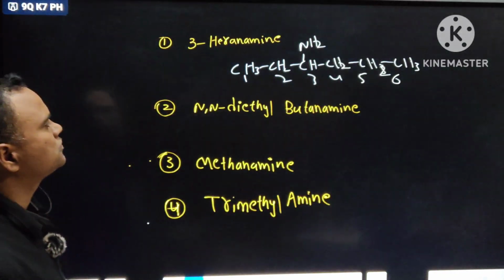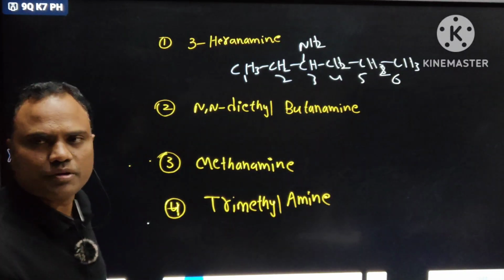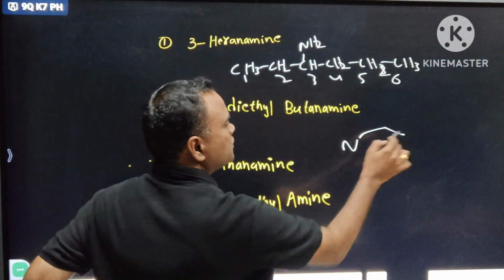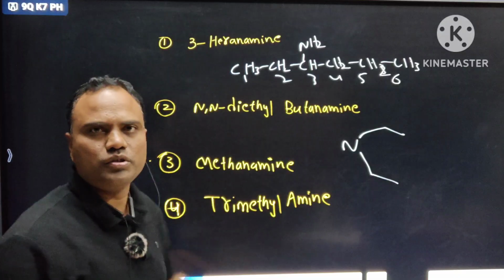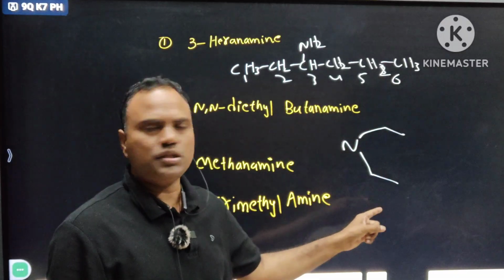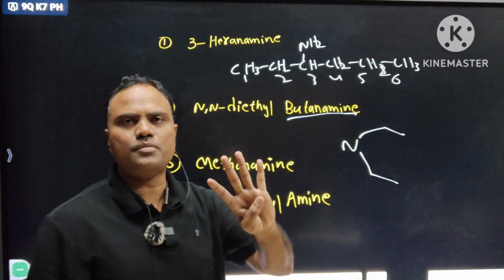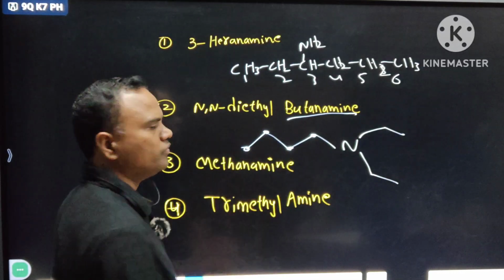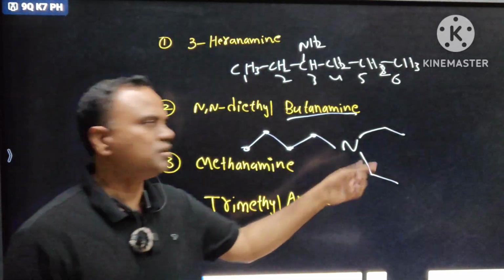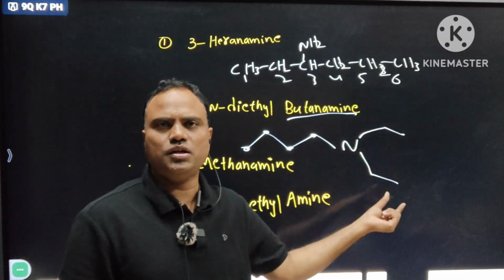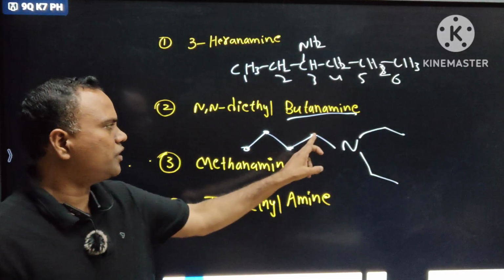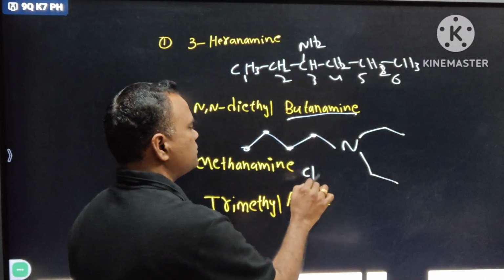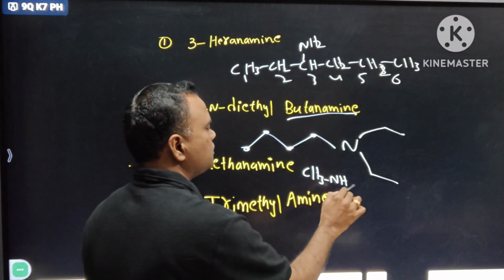Okay. N,N-diethyl butanamine. On N put 2 ethyl groups, 1 ethyl and another ethyl. Two ethyls, N,N-diethyl. Next butanamine. How many carbons? 4. 1, 2, 3, 4. First write nitrogen, ethyl and ethyl, N,N-diethyl butanamine. Okay. Methanamine, CH3NH2.